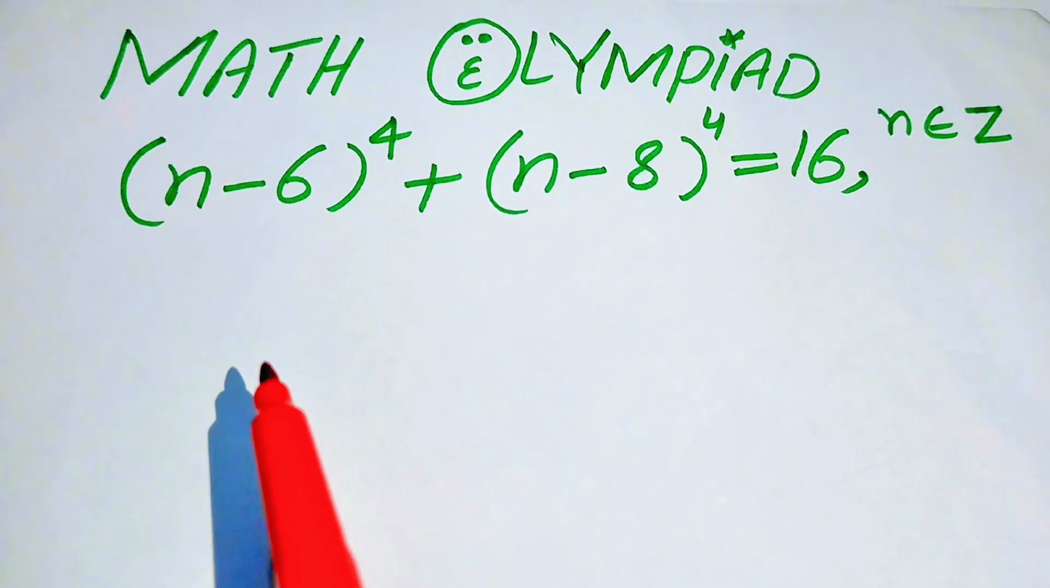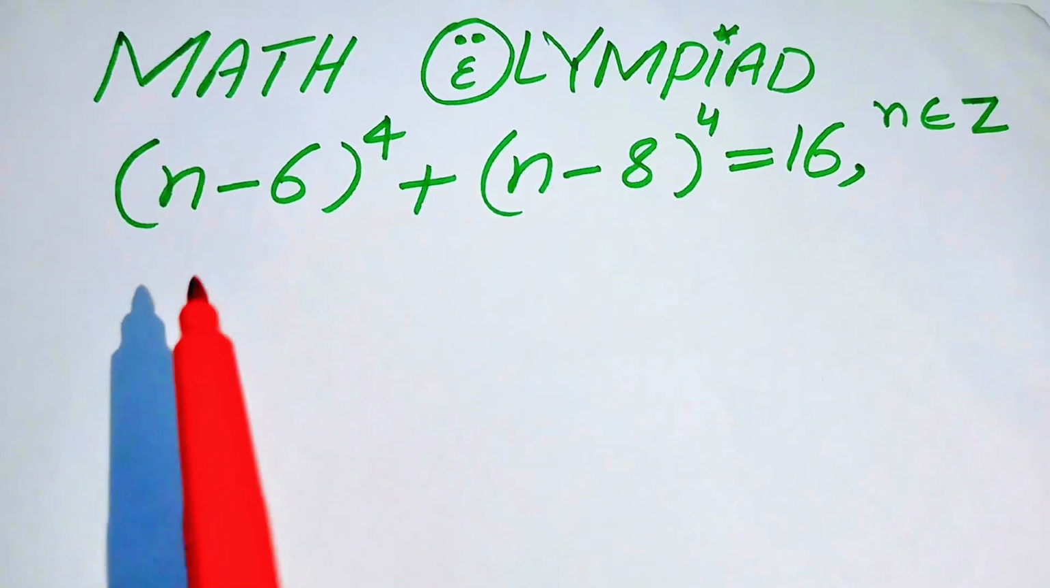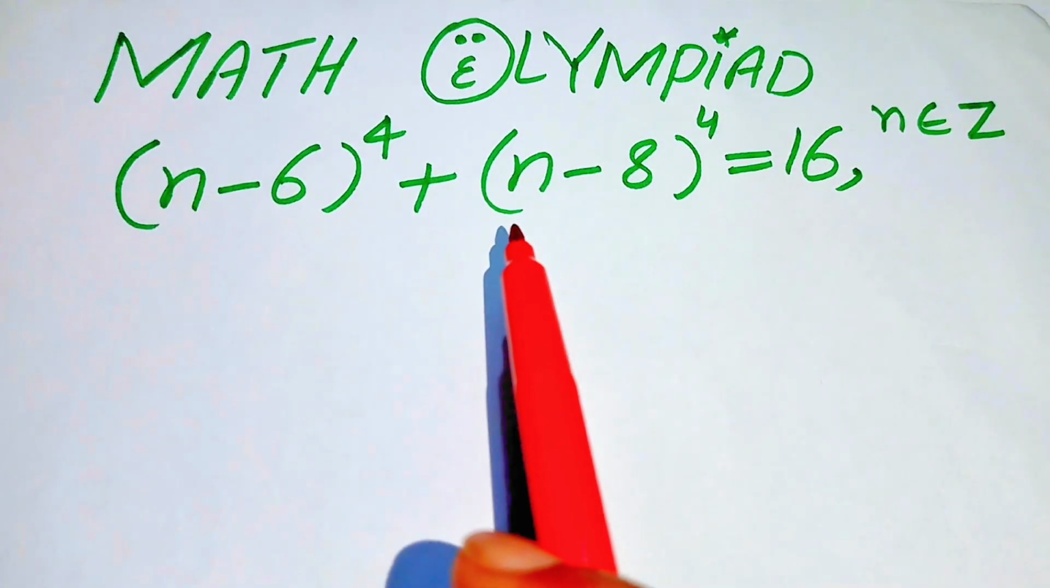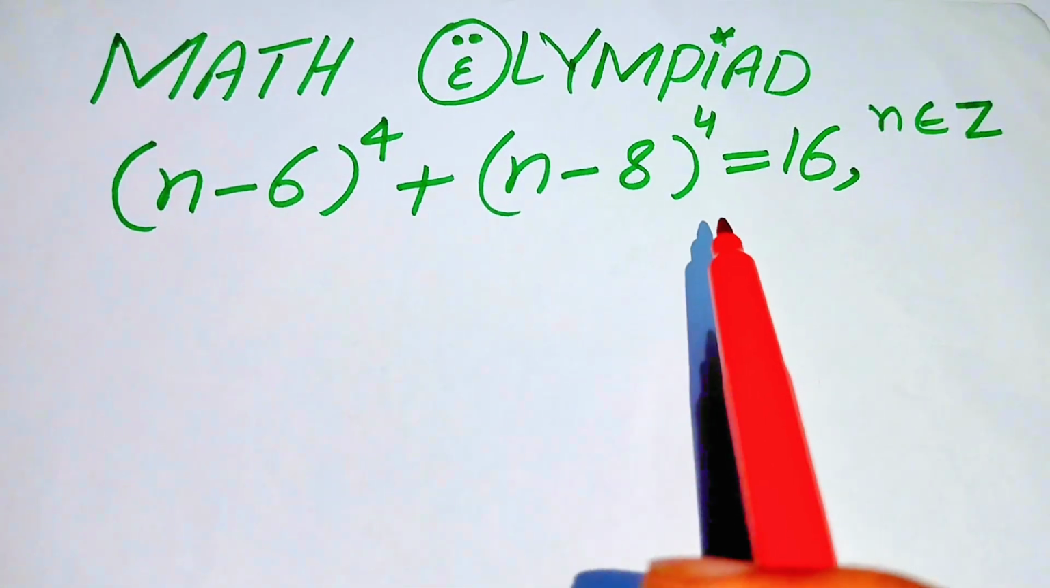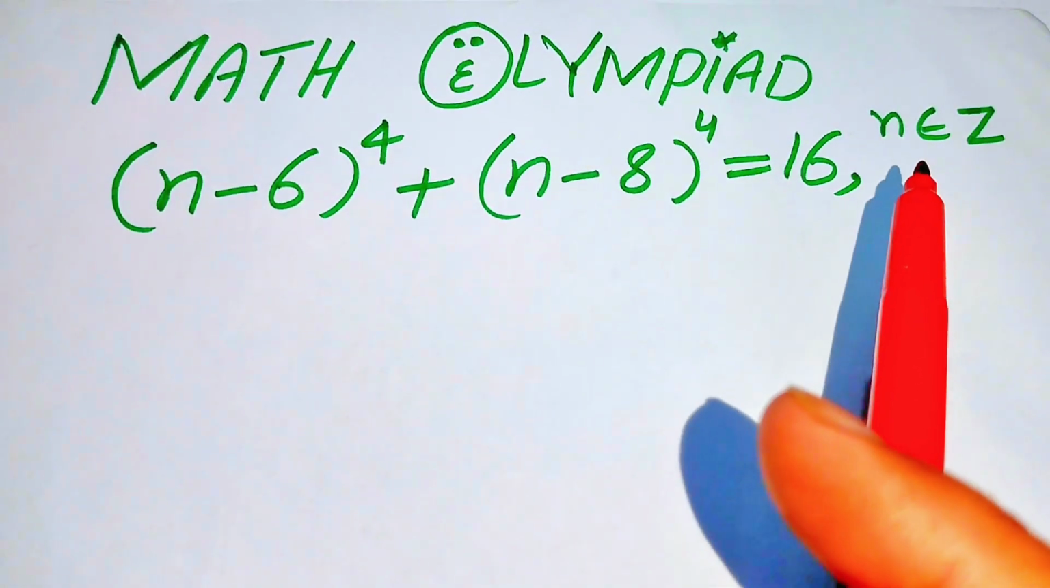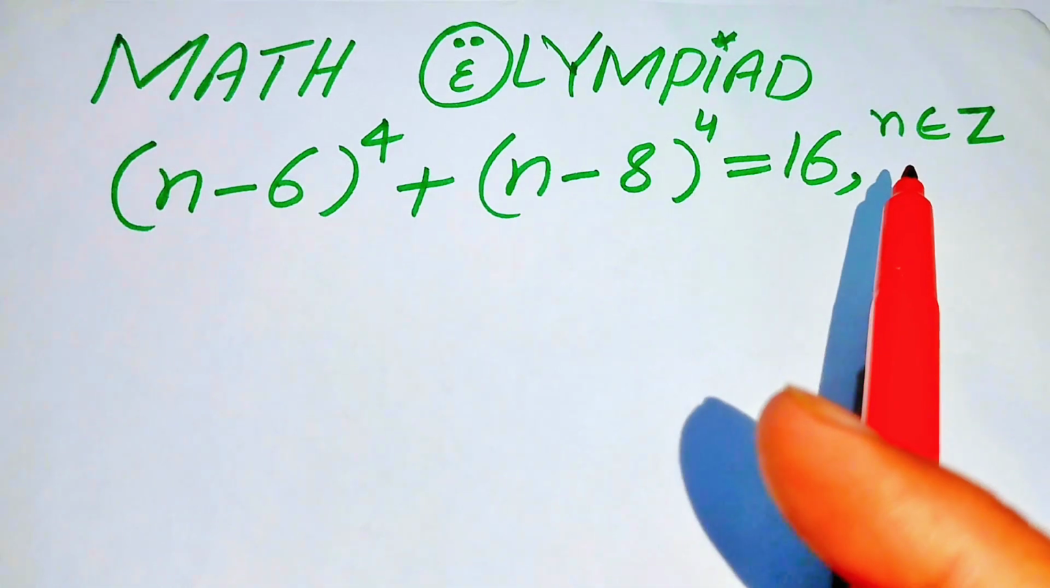Hello everyone, welcome to solve this math Olympiad algebra problem. Here we have (n - 6)^4 + (n - 8)^4 = 16, and we solve this problem for the values of n, where n belongs to Z.